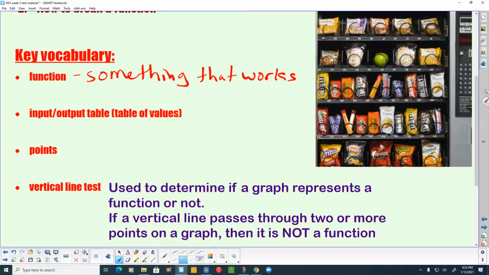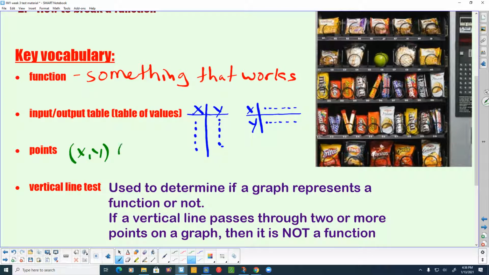Input-output table. Just so you remember, an input-output table is also called a table of values. It can go this way, x, y, and you got your numbers for x, you got your numbers for y. It can also go horizontal. X is usually on top, y is on bottom, and the numbers go here. Points. You could have a series of points, x comma y, x comma y, 2, -2, comma 3, etc. Those are ordered pairs, also known as points. We'll be looking at the table, the points, and the graph.